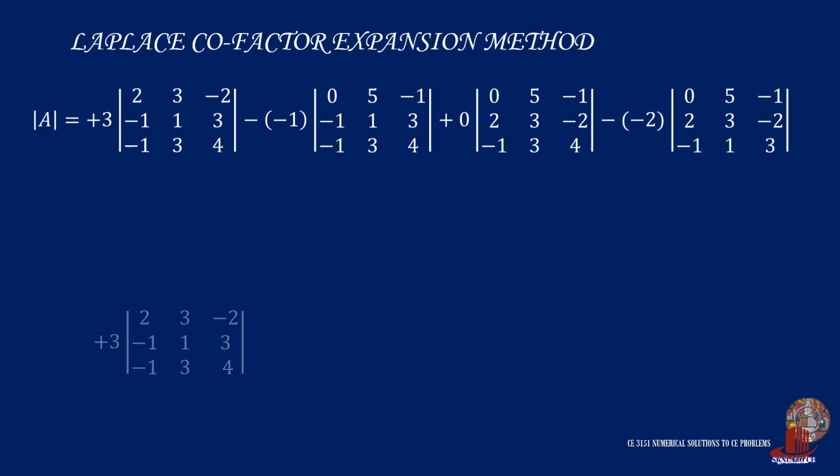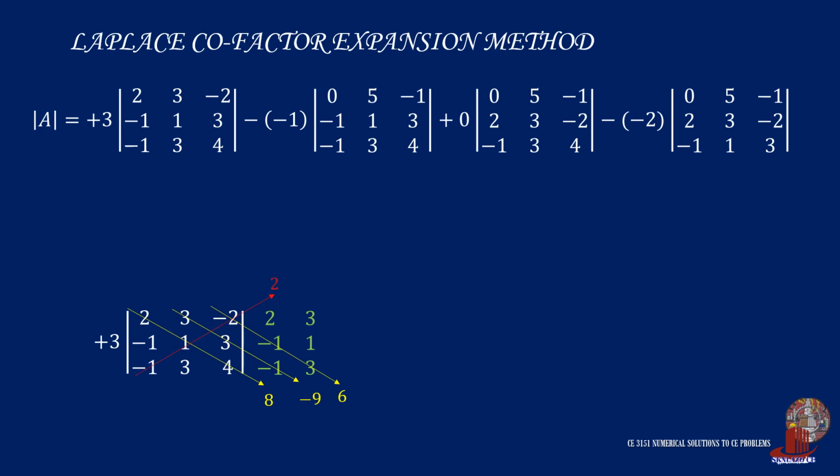With the series already completed, use Sarrus' rule to identify the determinants of the 3 by 3 matrices. The first small determinant can be solved from 2 by 1 by 4, giving 8. 3 by 3 by -1, which is -9. Then -2 by -1 by 3, resulting to 6.